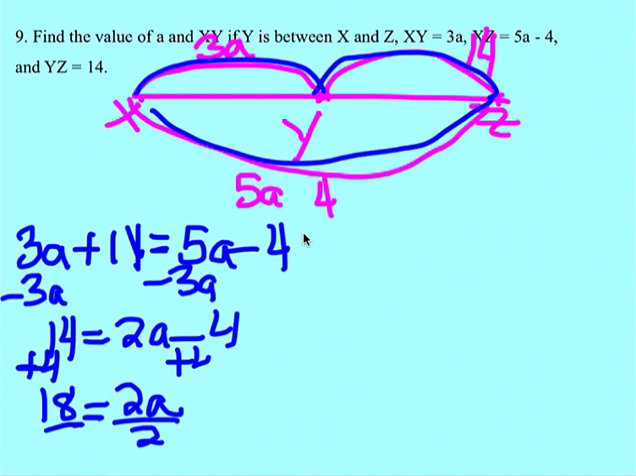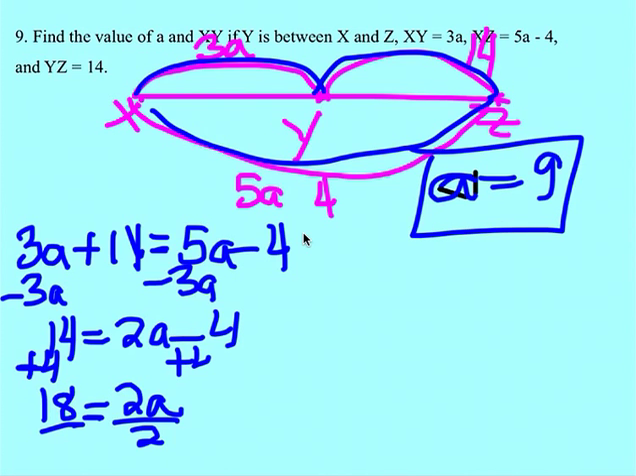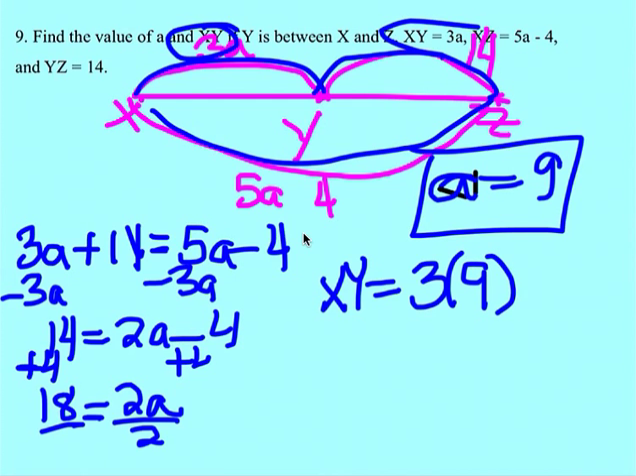Divide both sides by 2, and I get that a, or just random lines. I'm still learning how to use this new program. a is equal to 9, okay? So a is equal to 9, or apparently g as it looks like on here. So now I need to find the value of XY. It says that XY is equal to 3a. So to get XY, I'm going to take out the a and substitute in the 9. When I multiply that out, I end up getting 27. So that is the length of that segment.